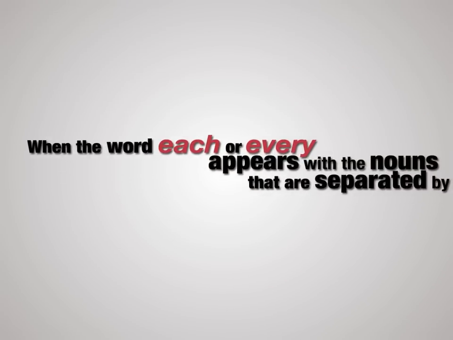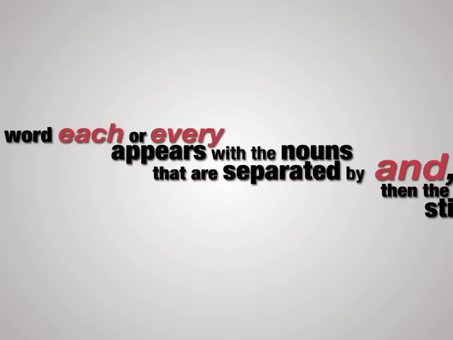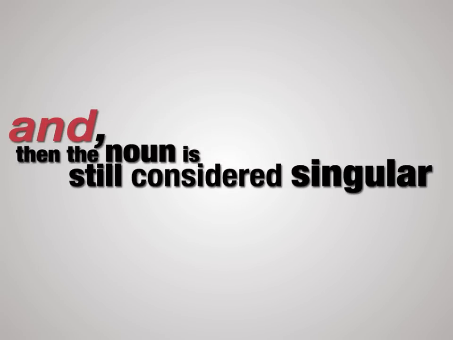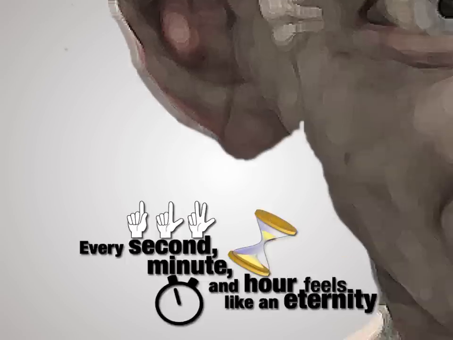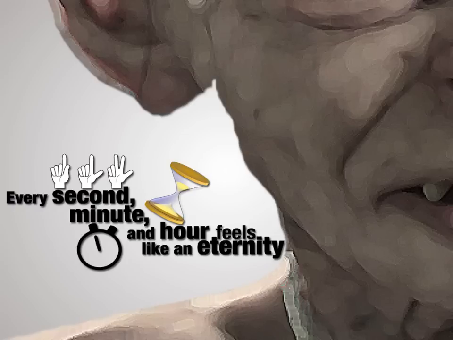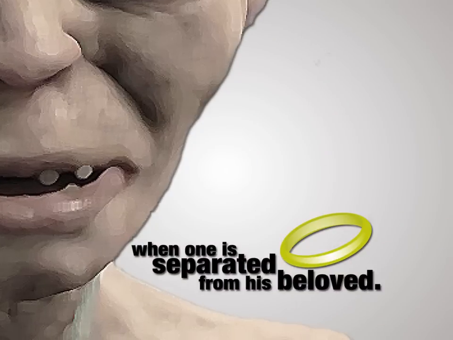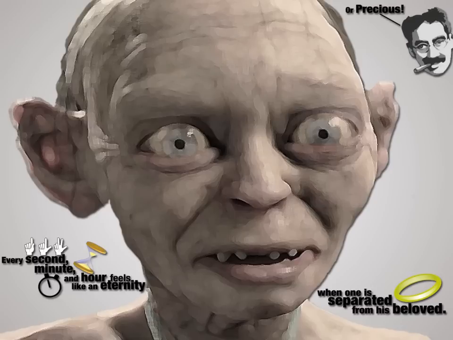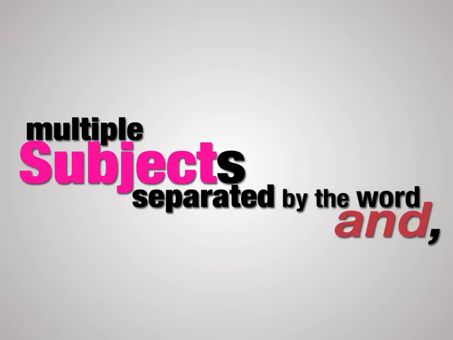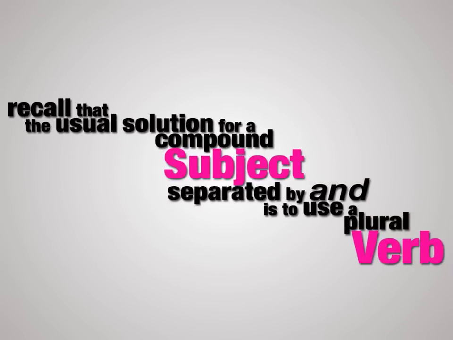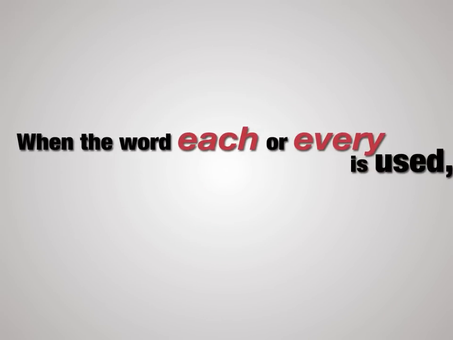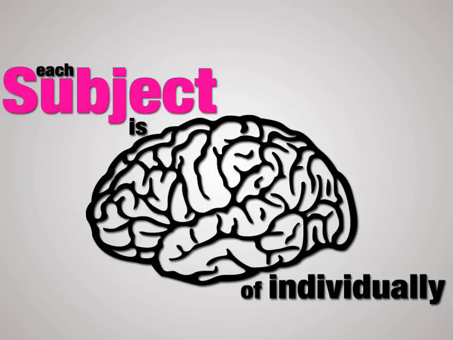When the word each or every appears with the nouns that are separated by and, then the noun is still considered singular. Every second, minute, and hour feels like an eternity when one is separated from his beloved. In the example shown here, there are multiple subjects that are separated by the word and. You will recall that the usual solution for compound subjects separated by and is to use a plural verb. However, when the word each or every is used, each subject is thought of individually.